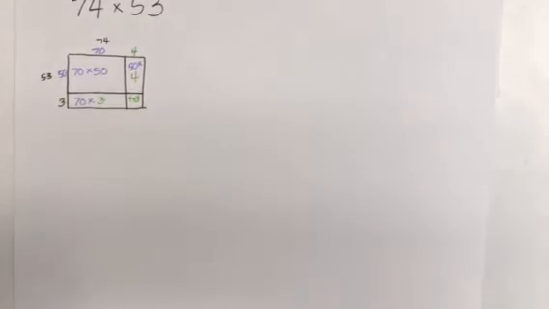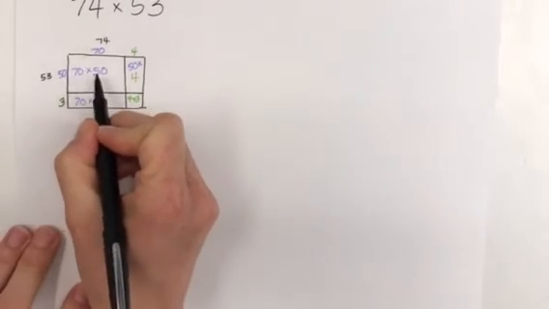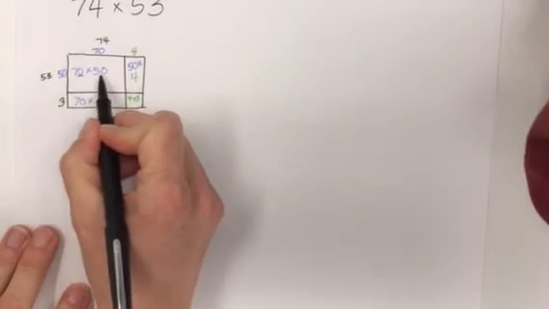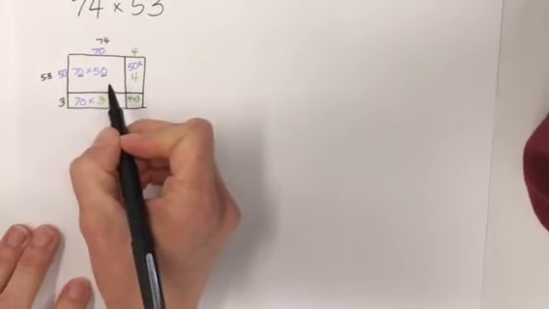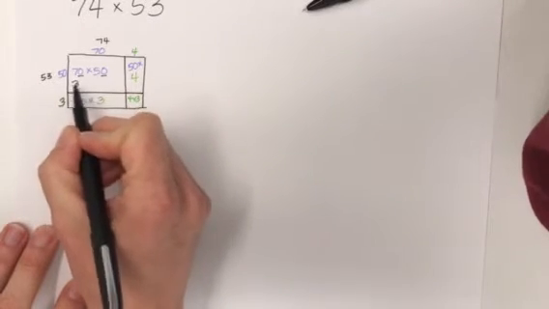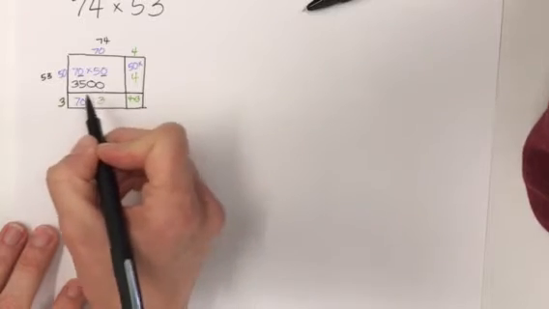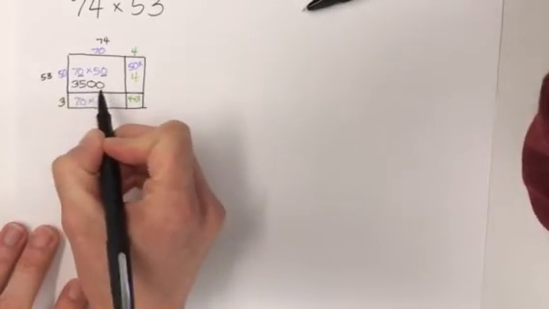And now I need to solve all 4 of those areas. So starting with 70 times 50, I'm going to remember my rule about multiplying by multiples of 10. So I'm actually just going to do the digit 7 times 5, which is 35, and then I've got 2 more zeros, so giving me the product of 3,500.